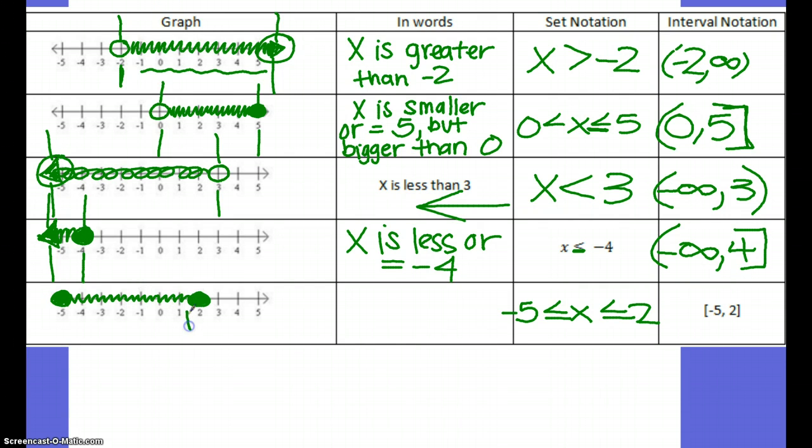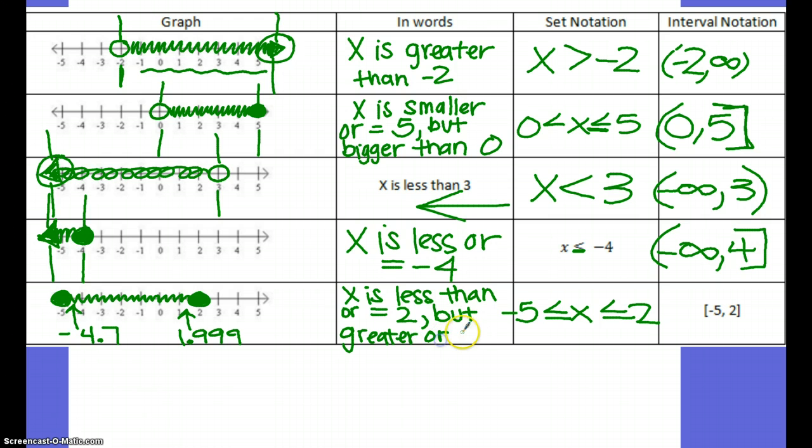So the number 1.5 is included. The number 1.9999 is included. The number negative 4.7 is included. Anything in between negative 5 and 2. So we're going to say x is less than or equal to 2, but greater or equal to negative 5.